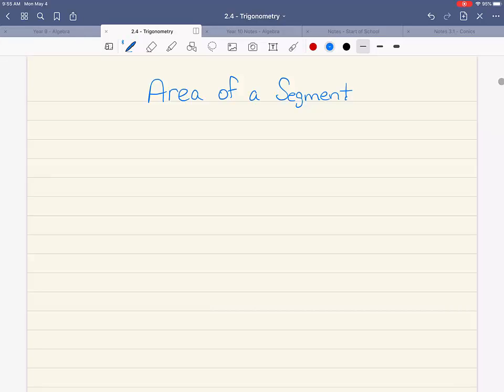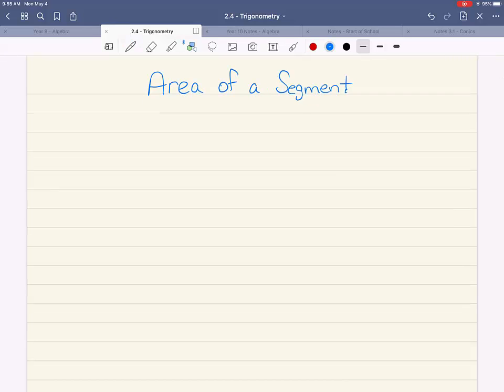Hi again, everyone. Today we're going to talk about how to find the area of a segment. You may not be familiar with what a segment is. It is a part of a circle, so let me draw a circle here. And we're going to deal with a sector. This is what we talked about in the last video.